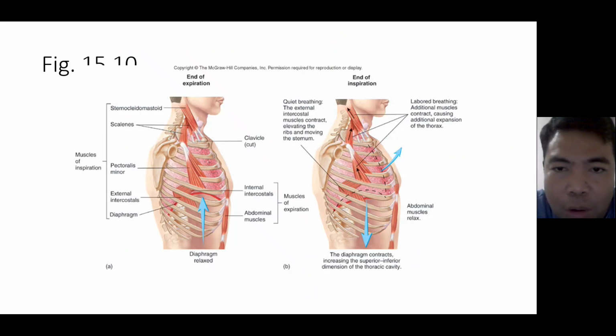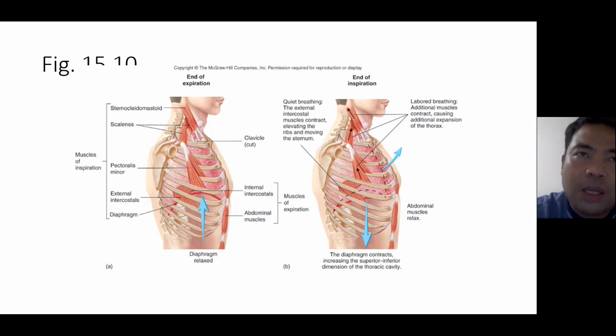So, ulitin ko, when we inhale, it's only the external intercostals and your diaphragm that contracts. During quiet breathing. But during labored breathing, yun, ito ngayon yung tatlong muscle pumapasok na. Sternocleidomastoid muscle, your scalene, at saka yung iyong pectoralis minor muscle.